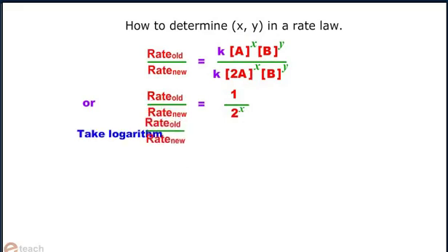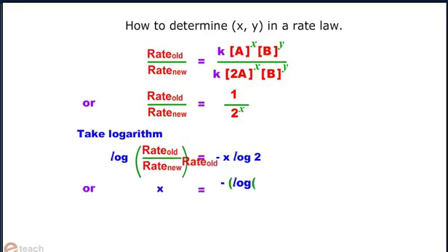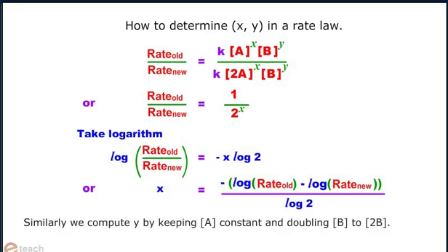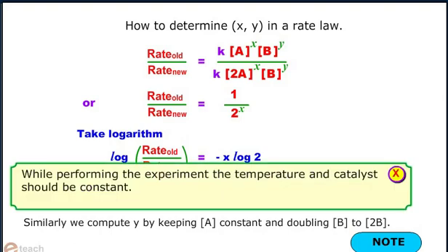Now, taking logarithm on both the sides, we get x is equal to minus of log of rate of old equation minus log of rate of new equation, divided by log 2. Similarly, we can compute y by keeping concentration of A constant and doubling concentration of B. Note that while performing the experiment, the temperature and catalyst should be constant.